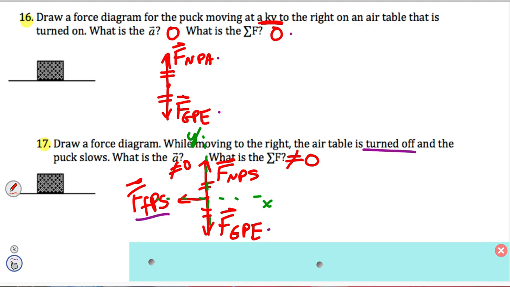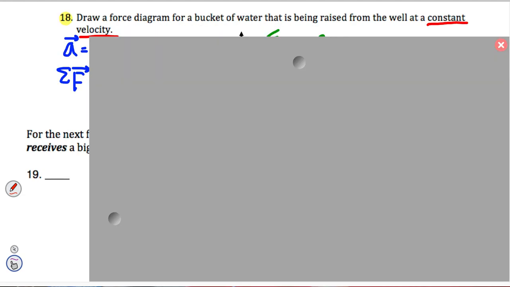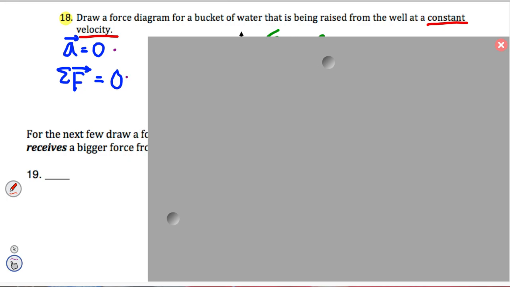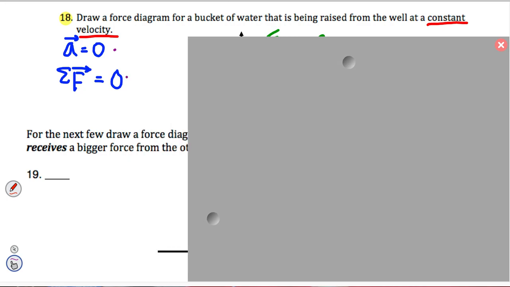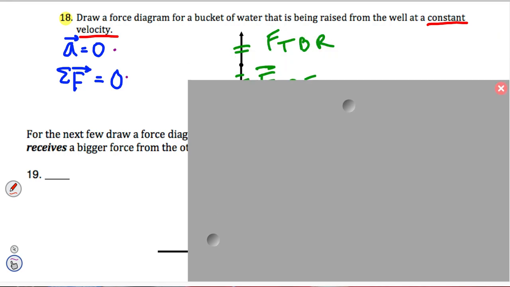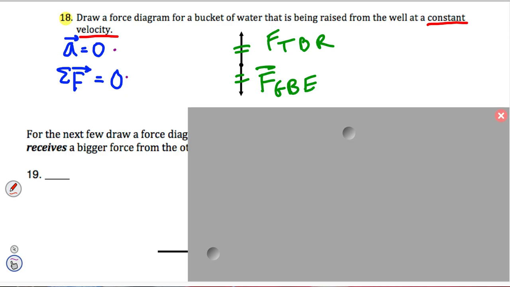I think there's just one more problem. Draw a force diagram for a bucket of water that's being raised from a well at a constant velocity. The constant velocity tells us the acceleration is 0 and that the net force is 0. There's not going to be any horizontal forces on this one. It'll all be vertical. The upward force is the force of tension on the bucket by the rope. And the downward force is the force of gravity on the bucket by the Earth. And these two have to be the same size because the net force is 0 because the acceleration is 0.